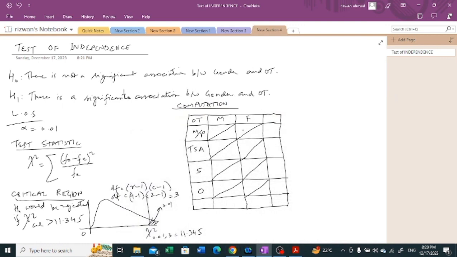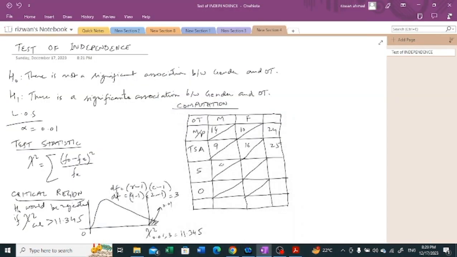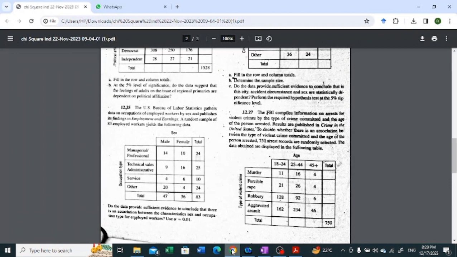So 14, 10, 24. Then we have 9, 16, 25. Then we have 4, 6, 10. And 4 and 20 and 4, 24. The grand total is 83. And the column totals are 47 and 36.